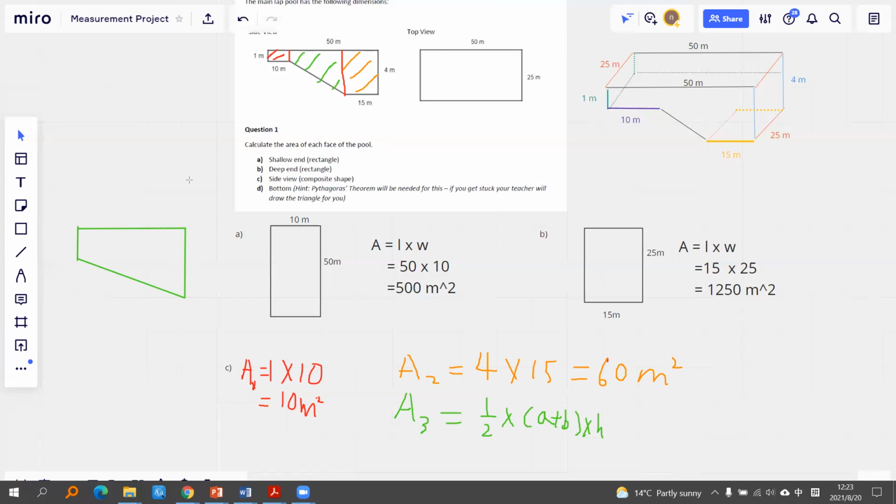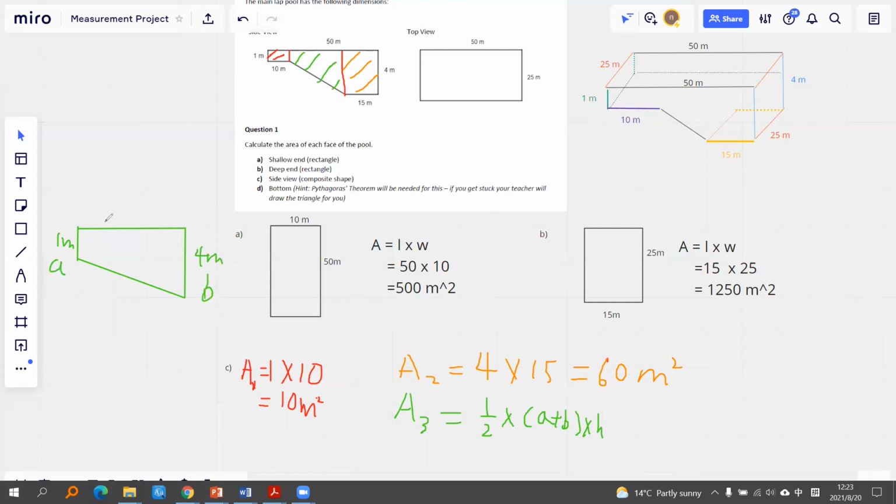The trapezium also has 2 sides. The first side is 1 meter. Another side is 4 meter. So this one is 4 meter. So 1 meter would be A, and 4 meter would be your B.